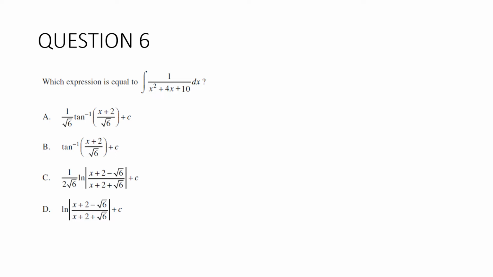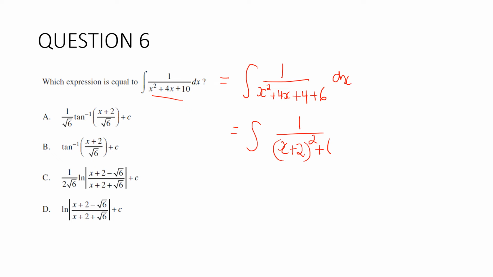Question 6. Which expression is equal to the integral of 1 over x squared plus 4x plus 10 dx? So we're going to complete the square. This is the same as 1 over x squared plus 4x plus 4 plus 6, which is the same as 1 over (x plus 2) all squared plus 6 dx, which is an inverse tan. So we've got inverse tan of (x plus 2) over the square root of 6, and then we're going to have 1 over the square root of 6, plus c. And the answer is A.